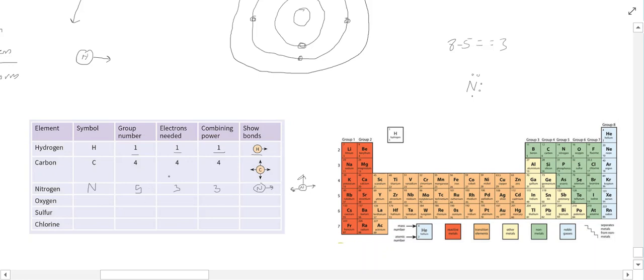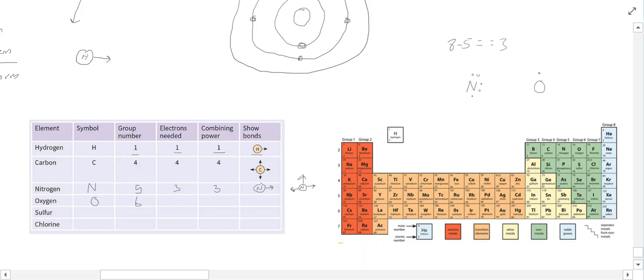So oxygen then, if we think about oxygen, where is it on the periodic table? Here it is. We can see its symbol is O. So the symbol for oxygen is O. Its group number, if we look on the periodic table, is 6. So it belongs to group 6. The electrons it needs: remember, if we have oxygen, imagine this is oxygen here.